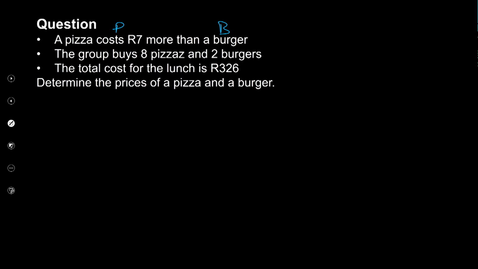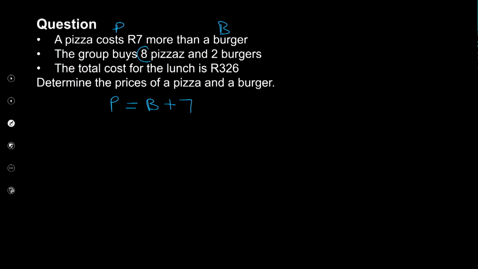That means the first statement, a pizza costs 7 rand more than a burger, means that the pizza will be equal to a burger plus the 7 rand. That's what we are being told here: if I want to buy a pizza, I must add 7 rand to the price of the burger. So that becomes P is equal to B plus 7. Now, what else do I know?